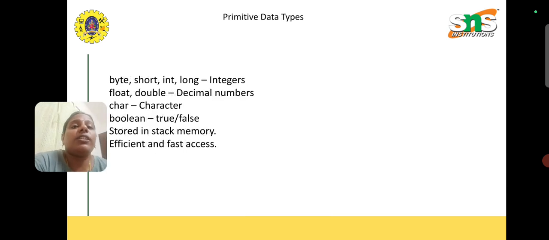So what are primitive data types? Byte, short, int, long are all integer types, and float and double are decimal numbers. Char is a character. Boolean, as we already know, is yes or no, true or false. This is also a data type. Primitive types are stored in stack memory, with efficient and fast access.